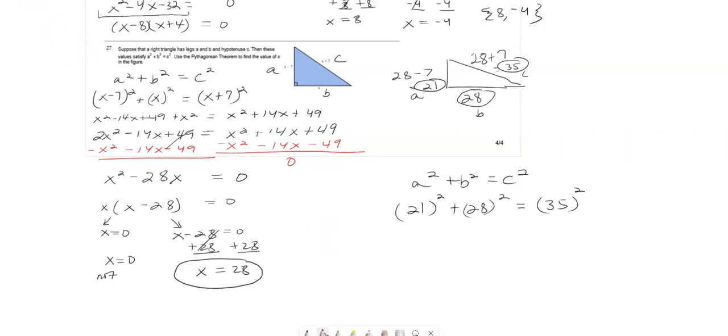Let's see if that checks out. 21 squared plus 28 squared equals 35 squared. So 21 squared is 441, plus 28 squared is 784, and 35 squared is 1225. When we add 441 plus 784, that does equal 1225. So the answer is correct. Where x equals 28, it definitely makes this a true statement.